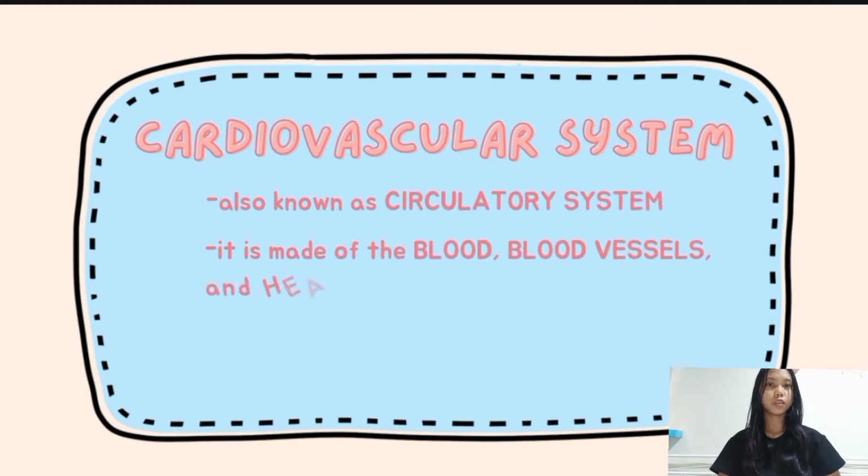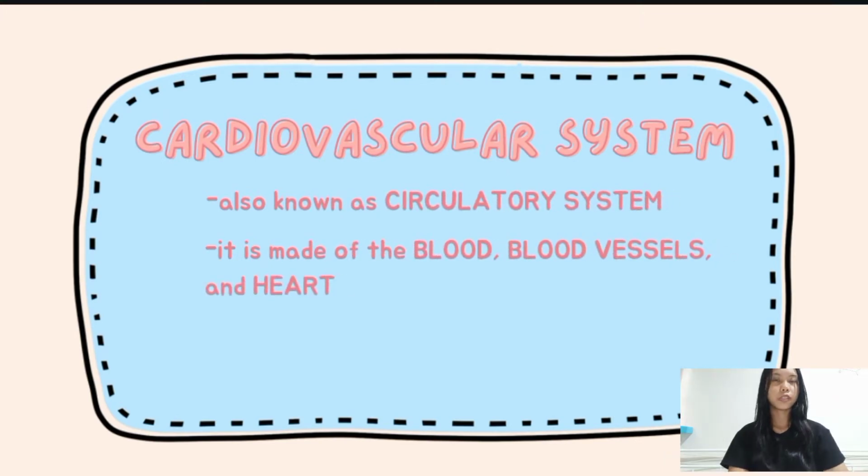What is the cardiovascular system? The cardiovascular system is also known as the circulatory system. It's a system of organs that includes the blood vessels and the heart, which circulates blood throughout the entire body of a human or other vertebrate. The circulatory system has two divisions, a systemic circulation and a pulmonary circulation.